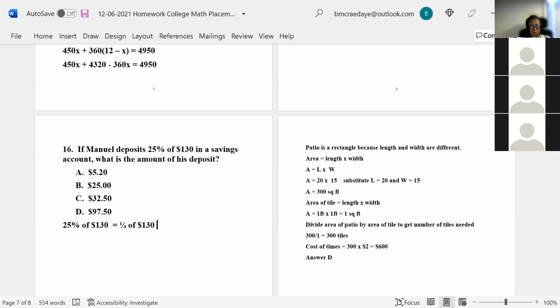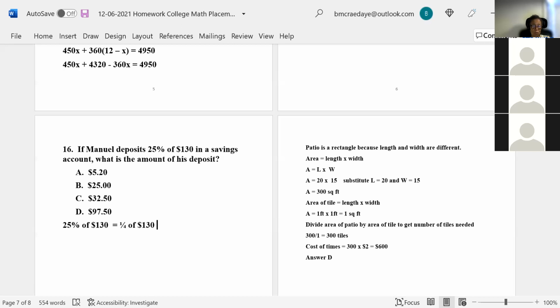Well, let's say, what's 1/4 of 120? 120 divided by 4. That's like saying 12 divided by 4. So what's 120 divided by 4? It's 30, right?